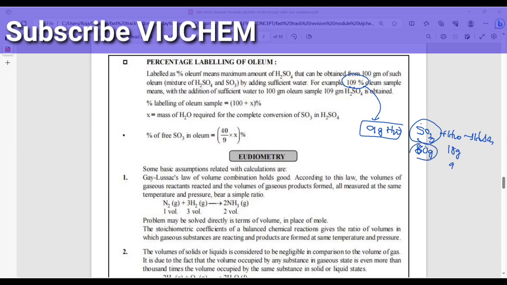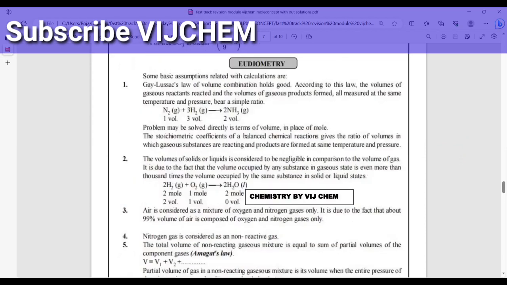9 grams require how much? 40 grams. So that means in 100 grams of the solution, 40 grams is SO3 and the remaining 60 grams is H2SO4. Like this, we can find out the percentage composition. Okay, this is called the oleum method. It is again specially for oleum only. Oleum is a mixture of H2SO4 and SO3. Next, eudiometry.